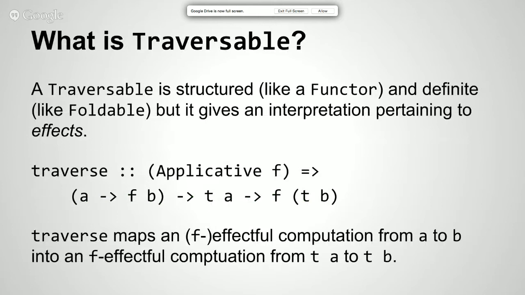So Traversable, what is it? It's structured like a functor. It's definable like a Foldable, but it gives you this interpretation that pertains to the effects. You're saying, I want to map an f-effectful computation from A to B across this traversable. If you know how to do it, then you have a Traversable. Did that make sense?